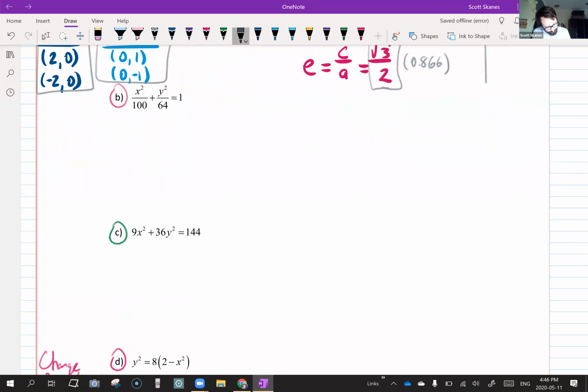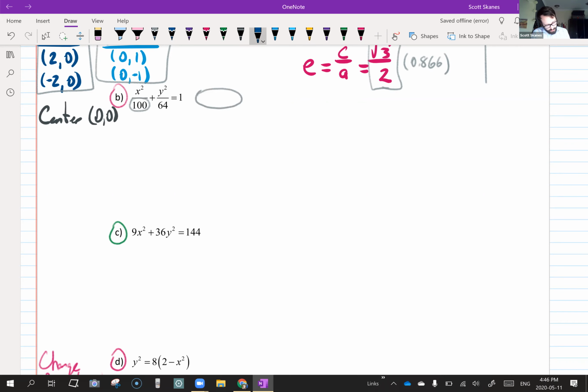Okay, center for this one: 0, 0. Which number is the bigger one on the bottom? I know you can answer that question. Is it 100 or is it 64? Of course it's 100. That's related to the x, so it should be stretched in the x direction. I know that before I even start.